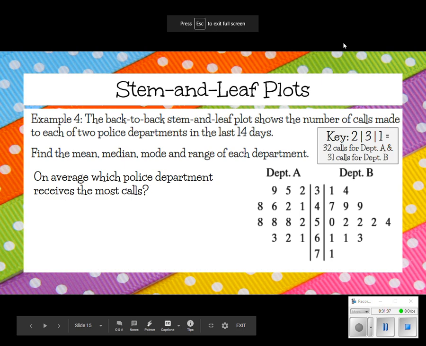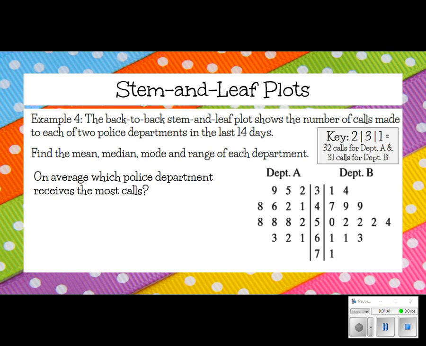All right, here is our back-to-back stem and leaf plot that shows the number of calls made in each of 2 police departments in the last 14 days. So we are going to need to find the mean, the median, the mode, and the range of each department. We are going to also answer the question, on average, which police department receives the most calls, and then we are going to learn how to read a back-to-back stem and leaf plot.